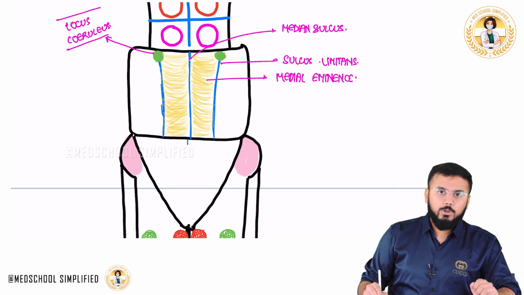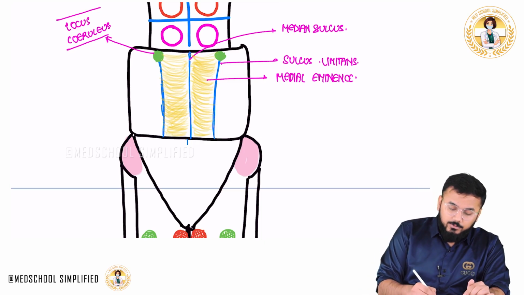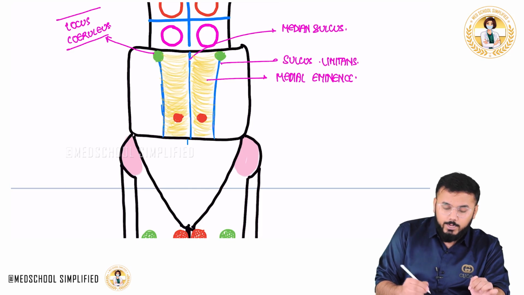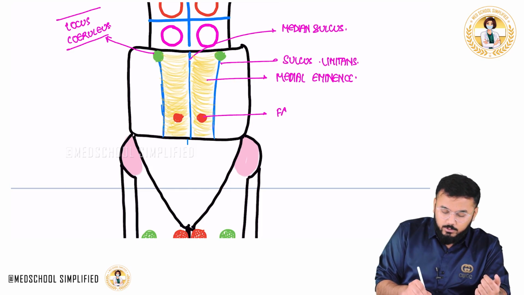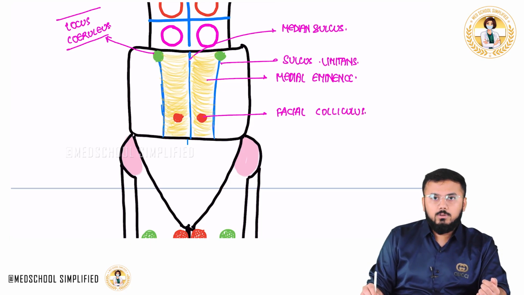Medial eminence. Okay. Now this is regarding the pons, and next if you look here in the lower part of the medial eminence, you see these two red color bodies like this, right? So these two red color bodies which are located below, these are called as facial colliculus. These two structures are called as facial colliculus.